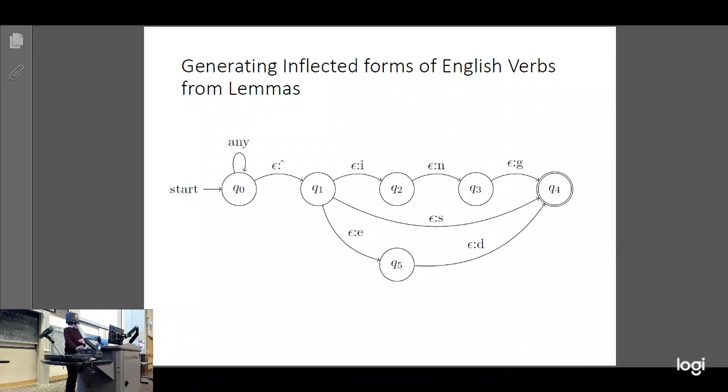Yes? I thought we would stay at Q0 because there's no empty string in left. Empty string is everywhere. You know, there's an empty string here, empty string here, empty string here.